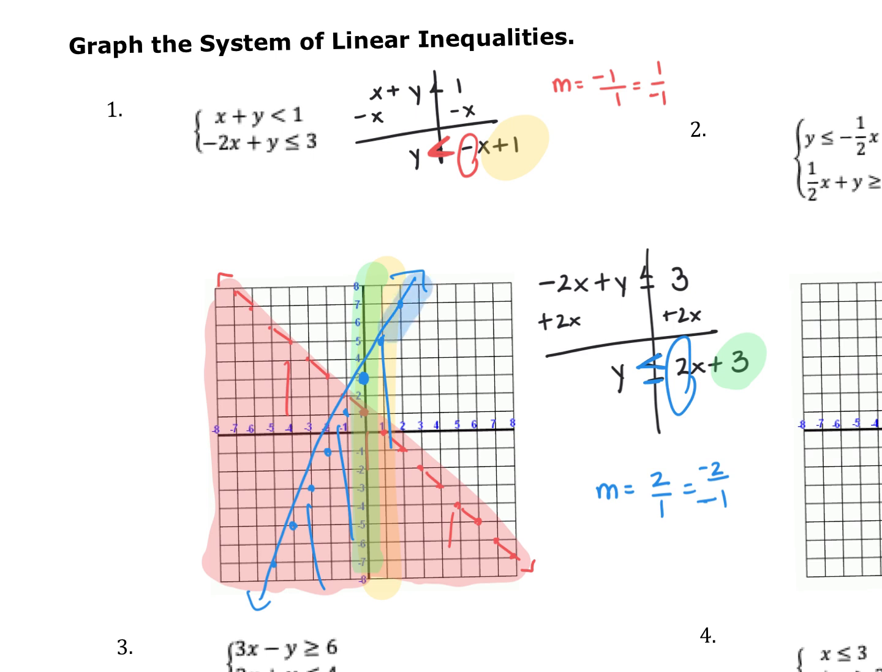The first thing I do is highlight my line, then I go around my graph all the way up and back, and then everything on that side is going to be shaded.